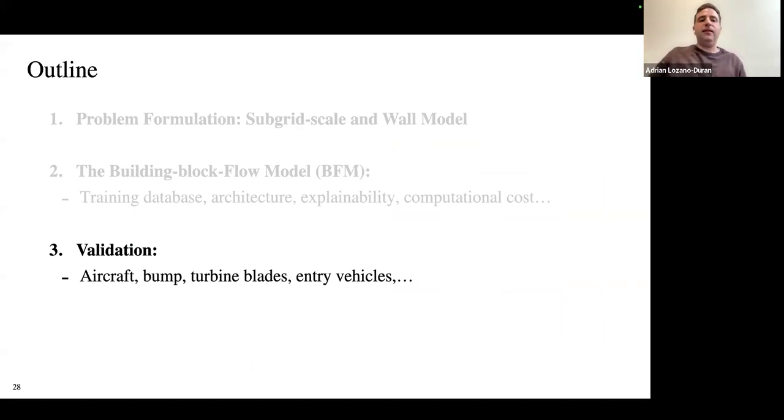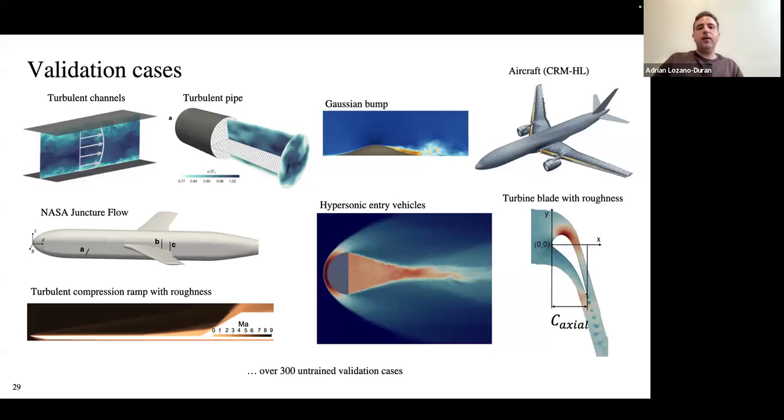If you want to know more technical details, yes, please go to the papers, or just reach out to me and I will let you know, or I will point you exactly to what paper you have to look at. So now, validation cases. I'm showing here an overview of pictures of validation cases.